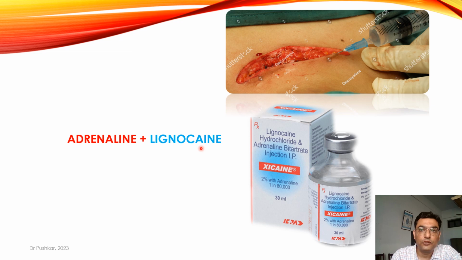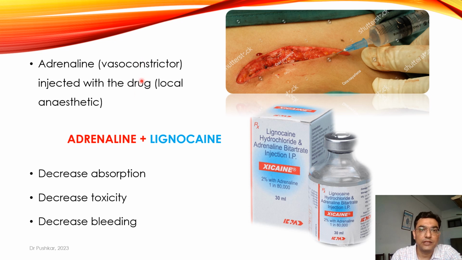But what if we want to retard the absorption of lignocaine? What we do, we will use adrenaline. Adrenaline is a sympathomimetic and has vasoconstrictor activity. So when adrenaline is given with lignocaine, it will decrease the absorption of lignocaine into the systemic circulation. So the systemic absorption of lignocaine is decreased, and because of that the systemic toxicity is also decreased. As well as, because of the vasoconstriction, bleeding will decrease.